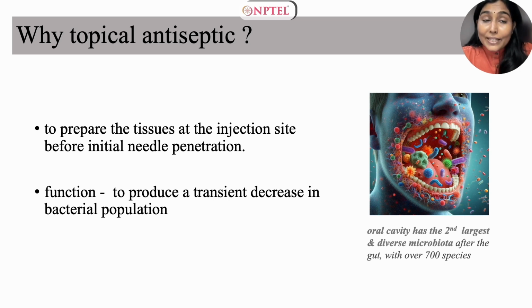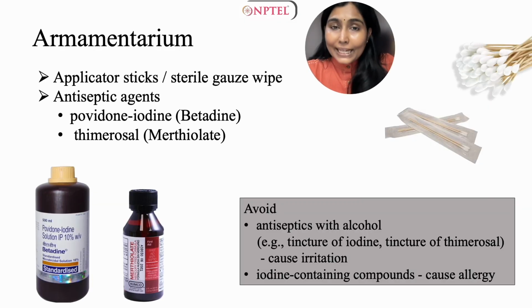Let's remember it definitely produces a transient decrease in bacterial population. Remember, oral cavity is just second to the gut in harboring the maximum number of microbes. The topical antiseptic is placed at the site of injection using an applicator stick. The available agents include povidone iodine, what is commonly called as betadine, and thimerosal. Topical antiseptics containing alcohol should not be used because the alcohol produces tissue irritation. In addition, allergy to iodine-containing compounds is common.